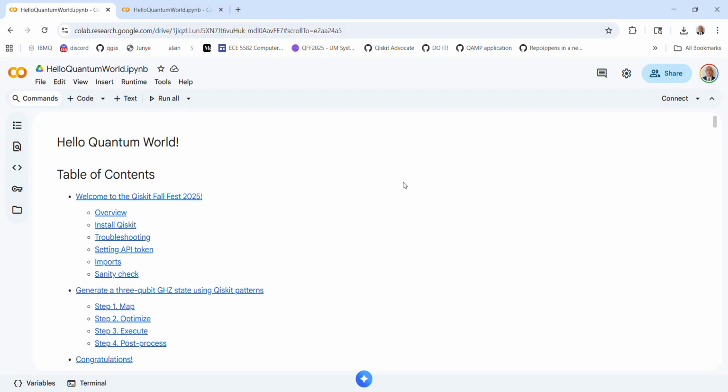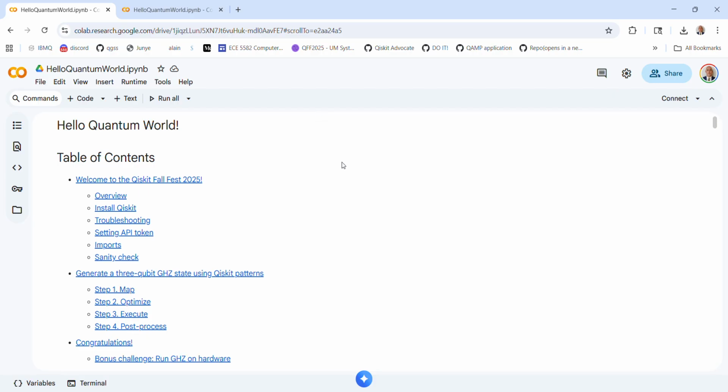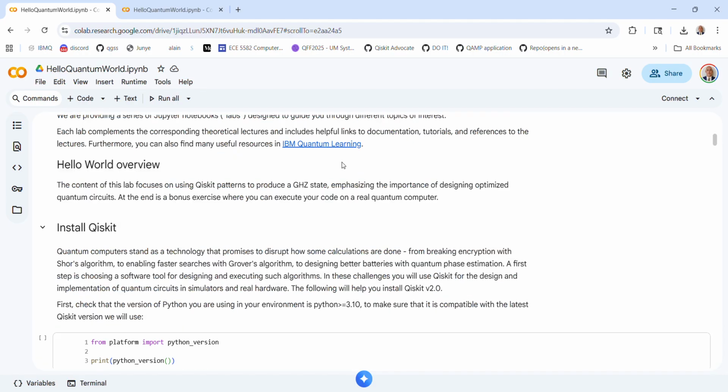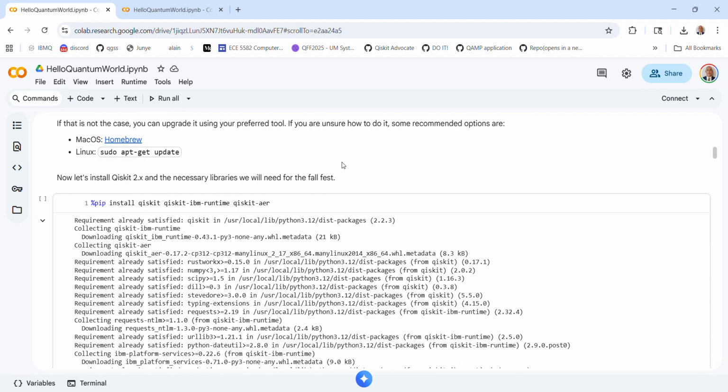All right, so I've taken this from IBM Quantum. It's the Lab 0 of their Qiskit Global Summer School that I attended this summer. And the goal of this is a basic introduction to how Qiskit works.